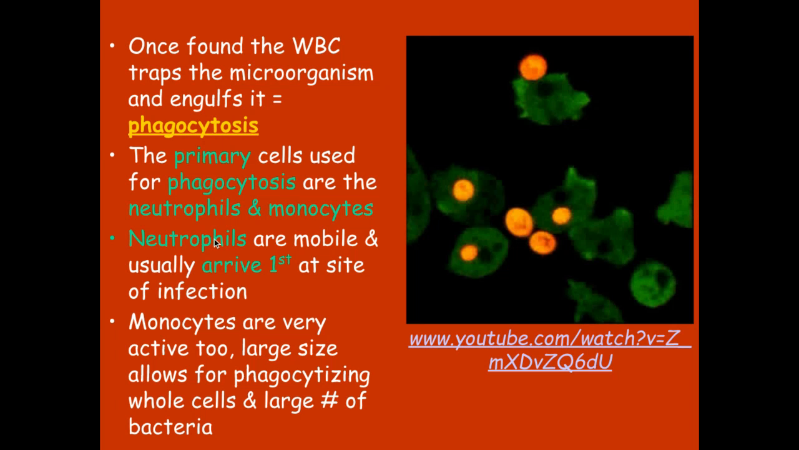Neutrophils are mobile and usually arrive first at the site of infection, and monocytes are very, very large and active too. Their large size allows for phagocytizing whole cells and a large number of bacteria. And you can go and watch this YouTube video so you can see the process underneath a microscope. I encourage you to do that after we're done with this. You can go to that video right there.